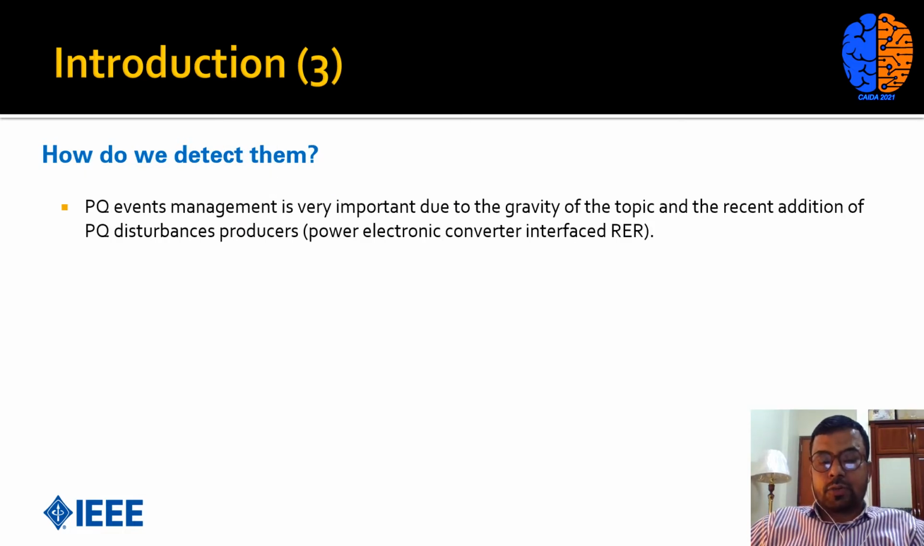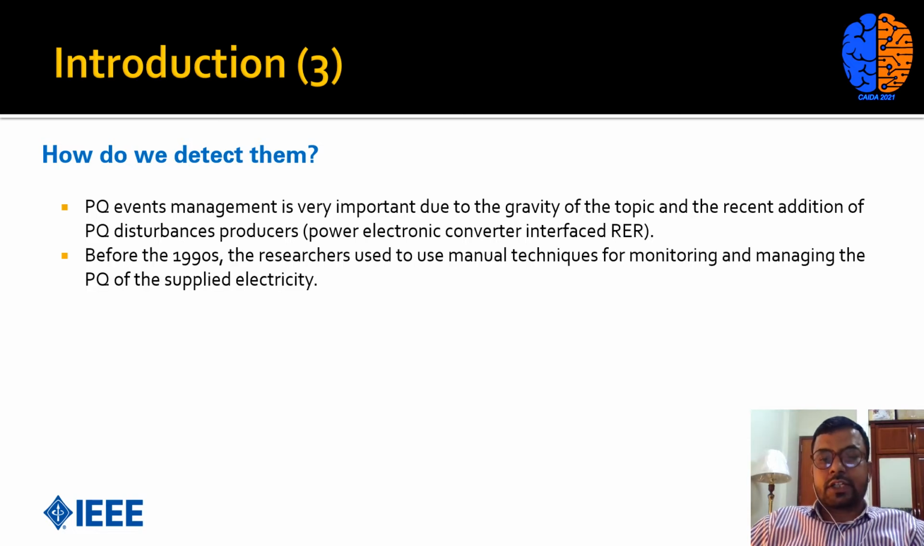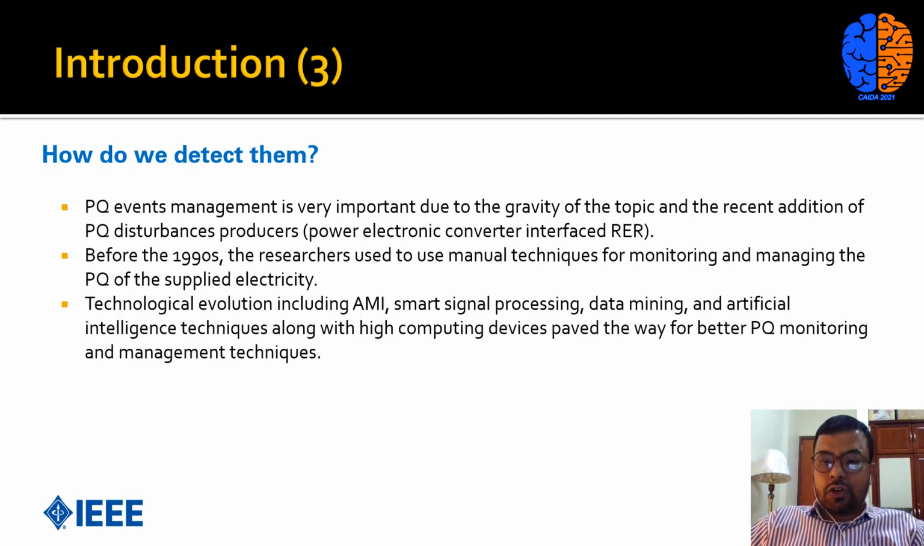Considering the gravity of the topic and the recent addition of power quality event producers like the renewable energy resources, the management of power quality events has become very crucial to the power system operators. Before the 1990s, the power quality events were monitored and managed manually. However, the technological evolution, including advanced metering infrastructure, smart signal processing, data mining, and artificial intelligence techniques, along with high computing devices, paved the way for better management and monitoring of power quality events in recent years.